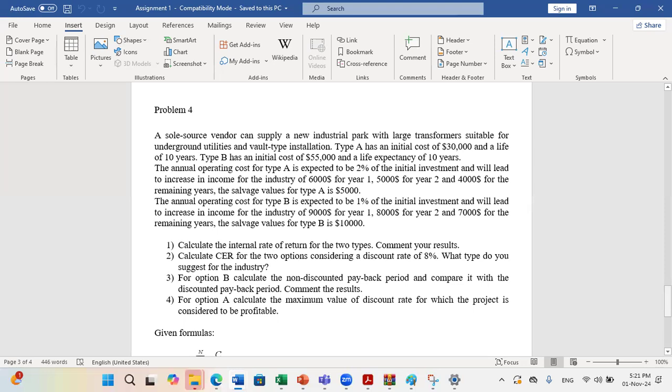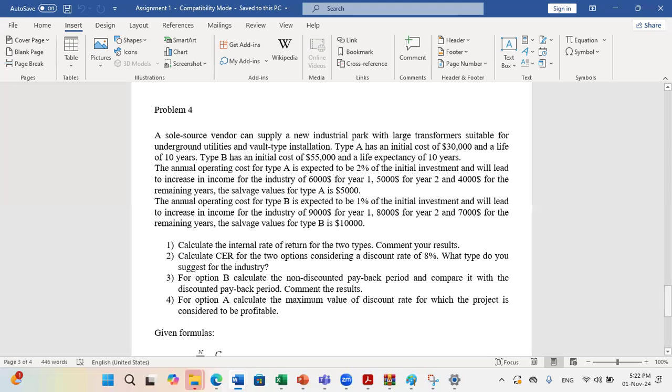The annual operating cost for Type B is expected to be 1% of the initial investment and will lead to an increase in income for the industry of $9,000 for year 1, $8,000 for year 2, and $7,000 for the remaining years. The salvage value for Type B is evaluated to be $10,000. So we have two types of projects, and we need to compare them. As usual, we know that the internal rate of return and the CER in general are indicators that can help us to select the most appropriate one.